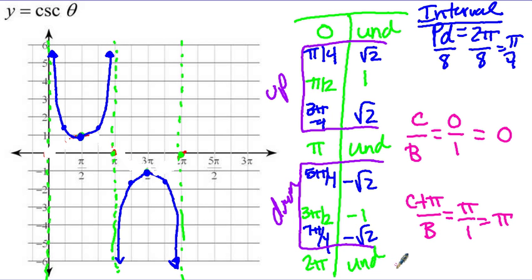So take a minute, kind of digest this a little bit, see if we have any questions. But the most important part is just being able to see why cosecant looks like it does, and it looks like it does because it's the inverse of sine. Okay?